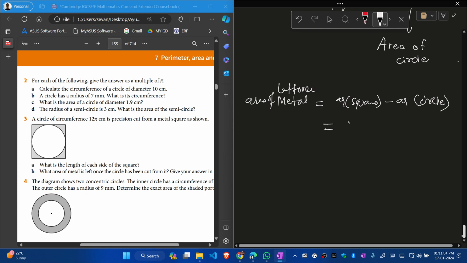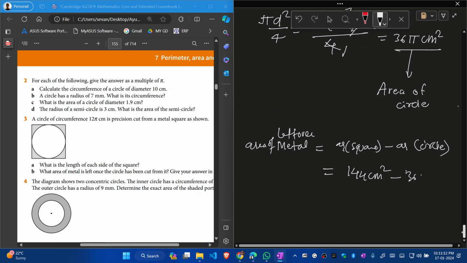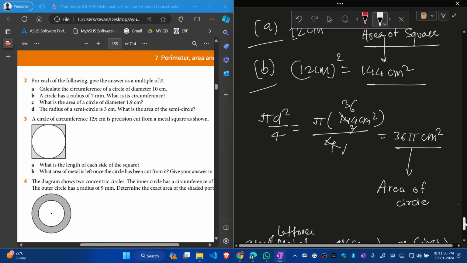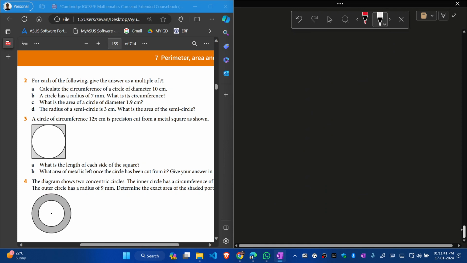So the square one is 144 centimeter square, and the circle one is 36 pi centimeter square. So it will be 144 minus 36 pi whole centimeter square. Is the question clear? This question number 3, or do you have any doubt in this? It is clear. So if it is clear, let's solve question number 4 now.